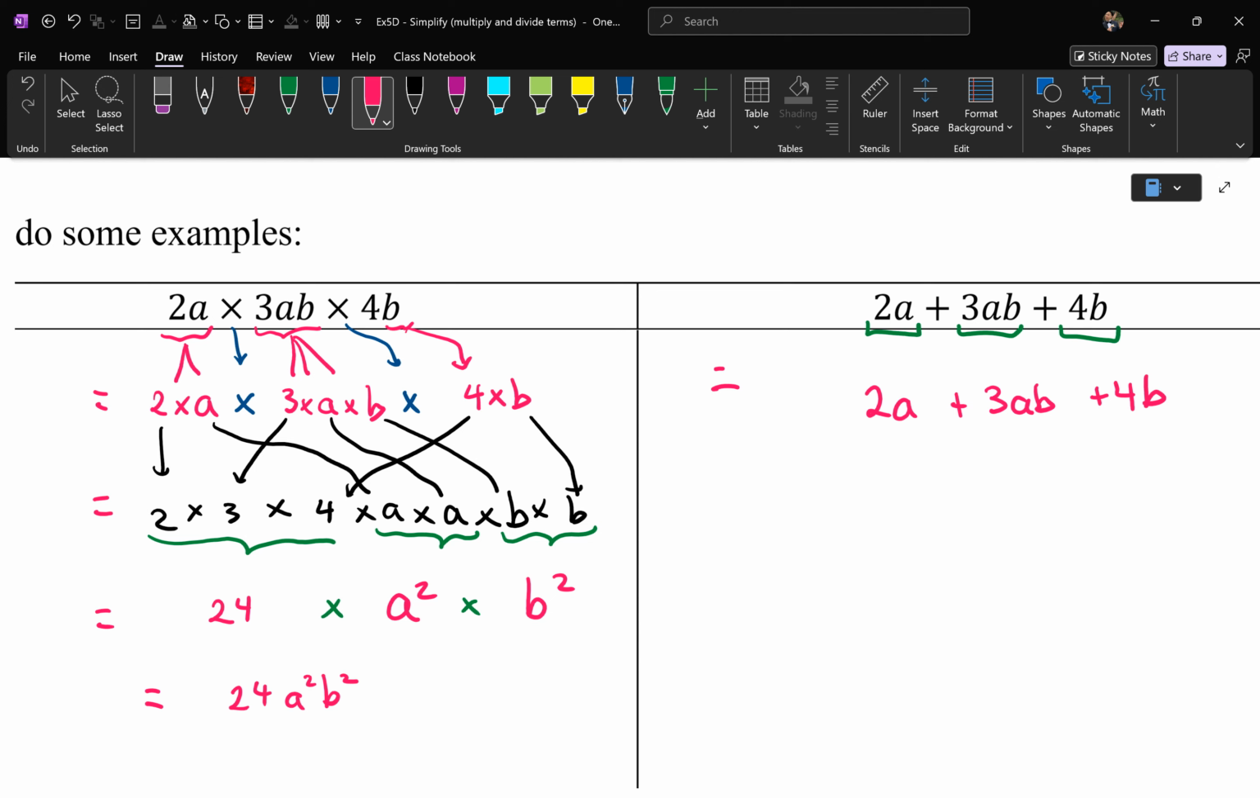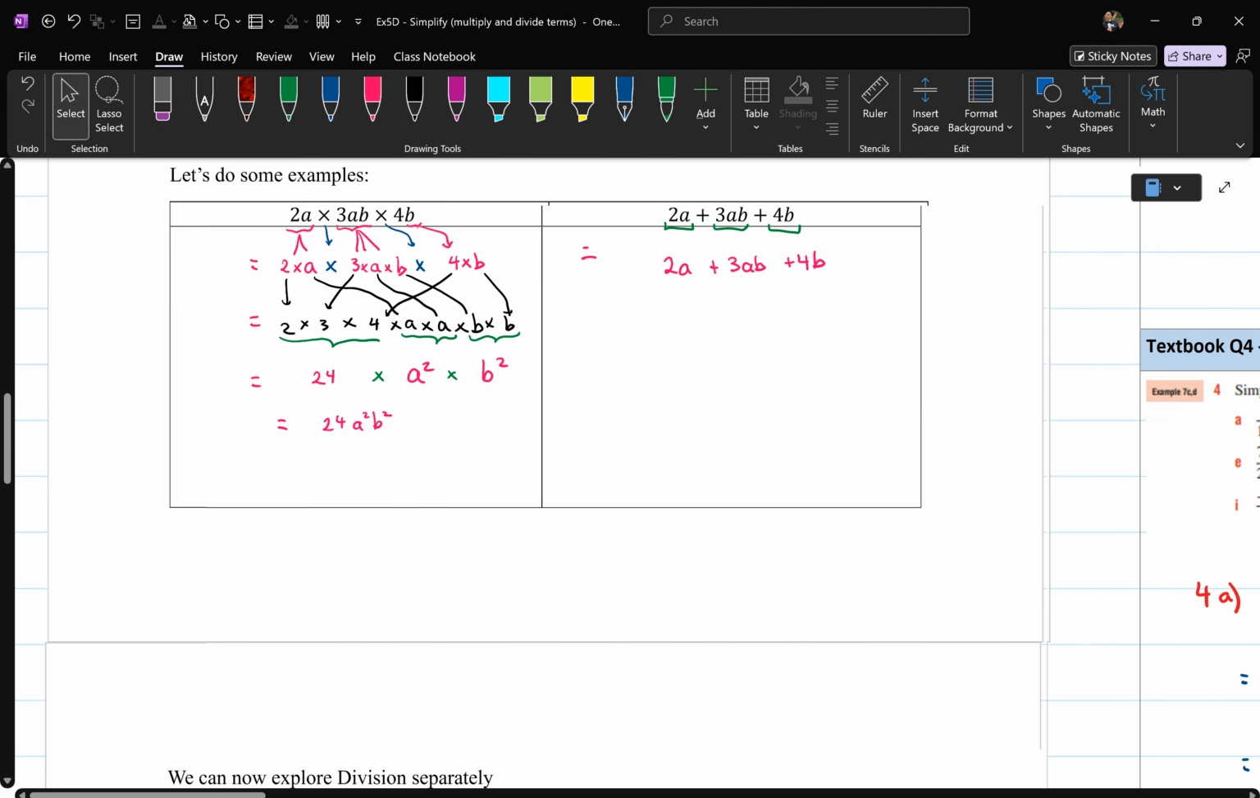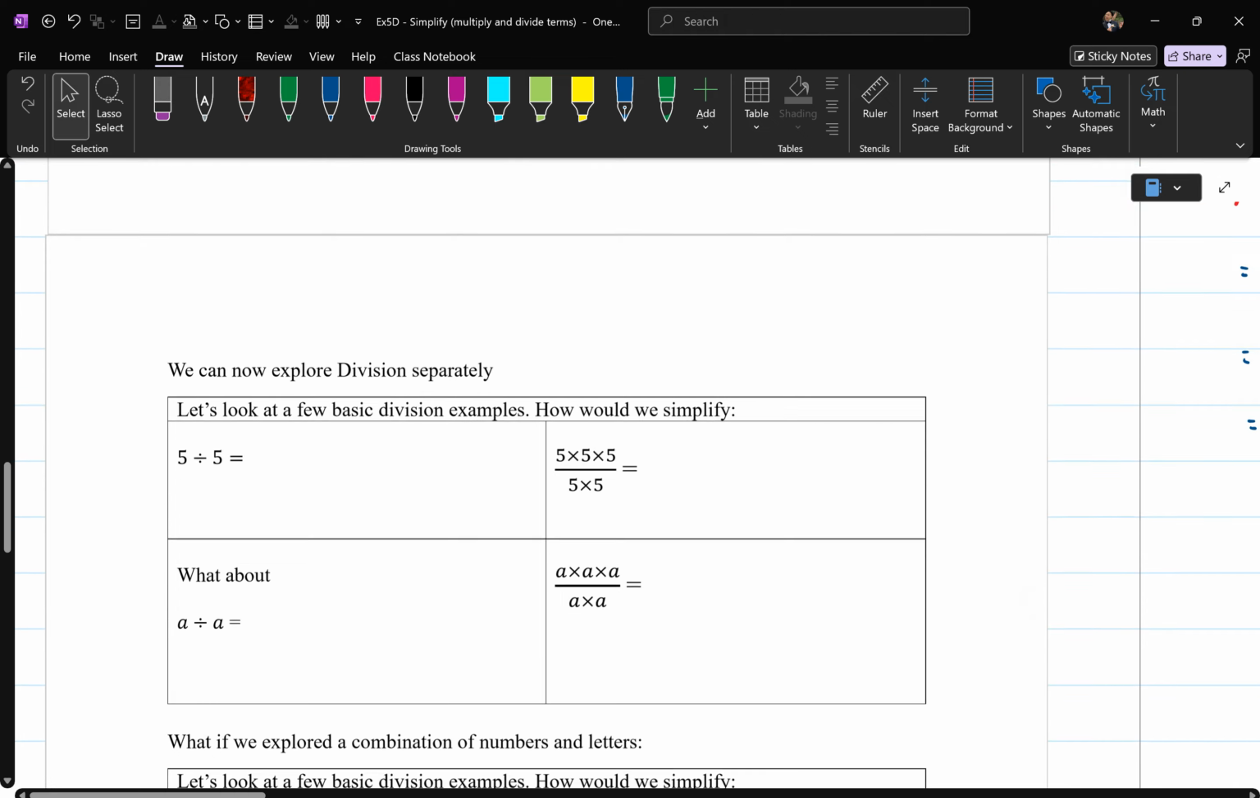So this bit is today. Last session. One's addition, one's multiplication. Let's do another one. Flip over. Flip over the page.